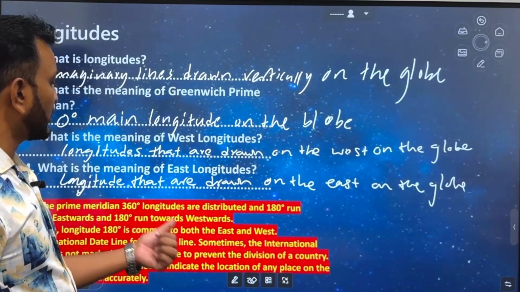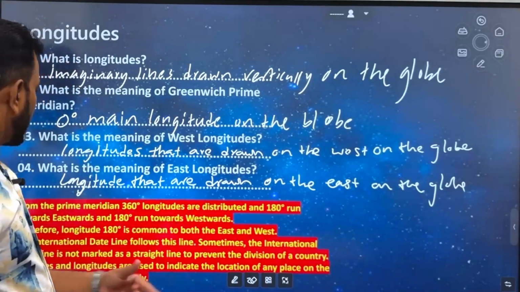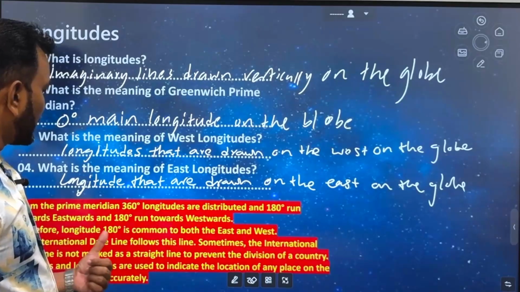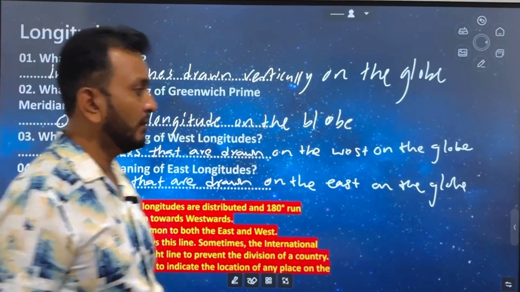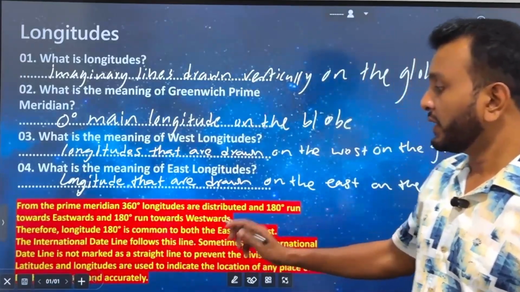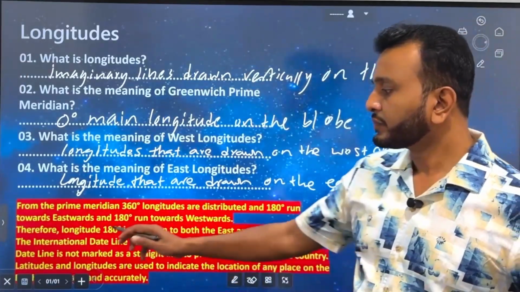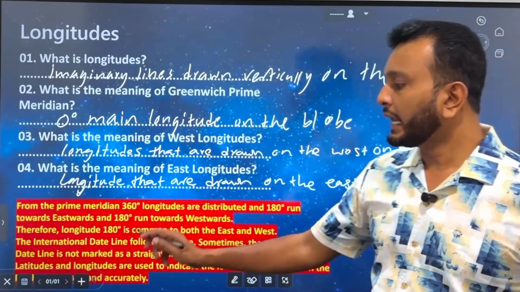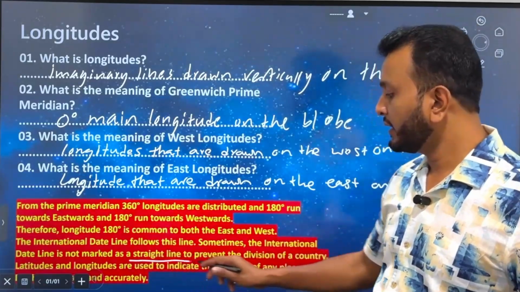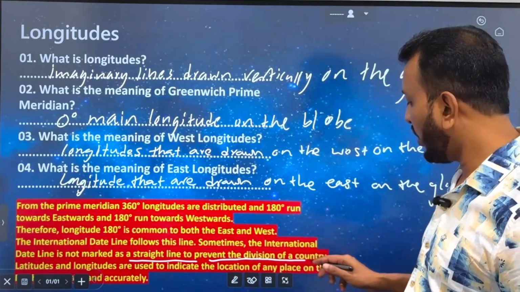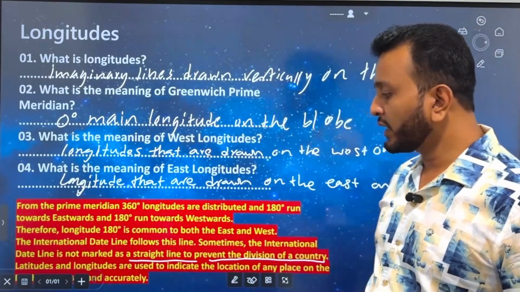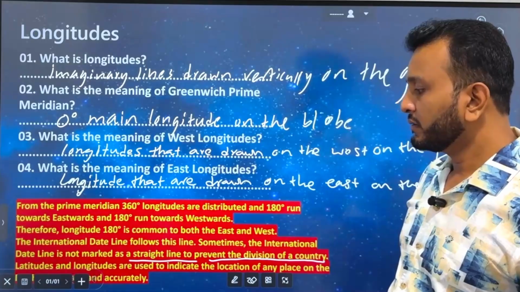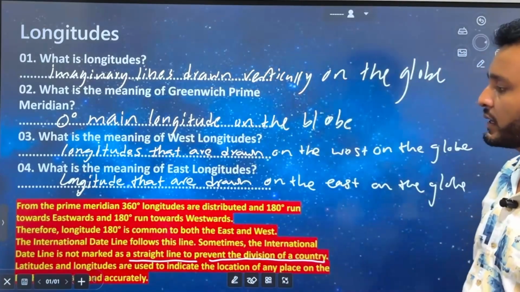From the prime meridian, 360 longitudes are distributed, and 180 run eastwards and 180 run westwards. Therefore, longitude 180 is common to both east and west. The international date line follows this line. Sometimes the international date line is not marked as a straight line, to prevent the division of a country. Latitudes and longitudes are used to indicate the location of any place on the globe accurately.